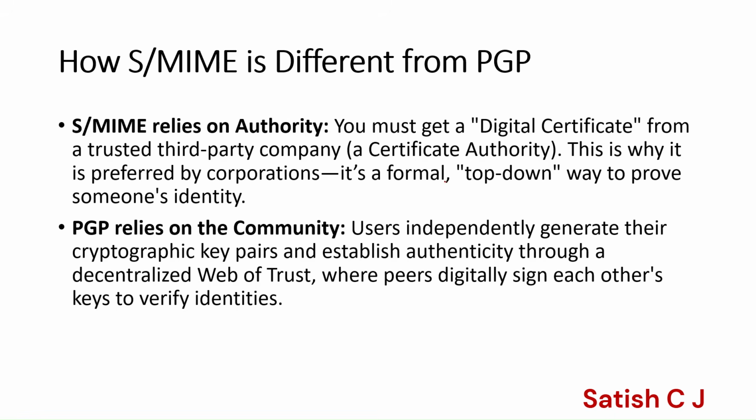So how is secure MIME different from PGP? PGP we have seen in the previous session. If you have not looked at that session, please have a look at it. So just a comparison. S/MIME relies on authority. So you need to get a digital certificate. Again, if you have a question on what is a digital certificate, we had a very good session on X.509, understanding why we need digital certificates and what the chain of trust is and all those things. So have a look at it. I'll be leaving the link for those sessions in the description below.